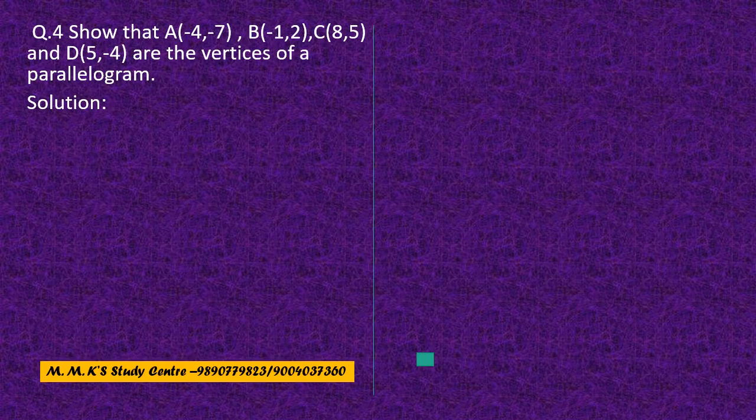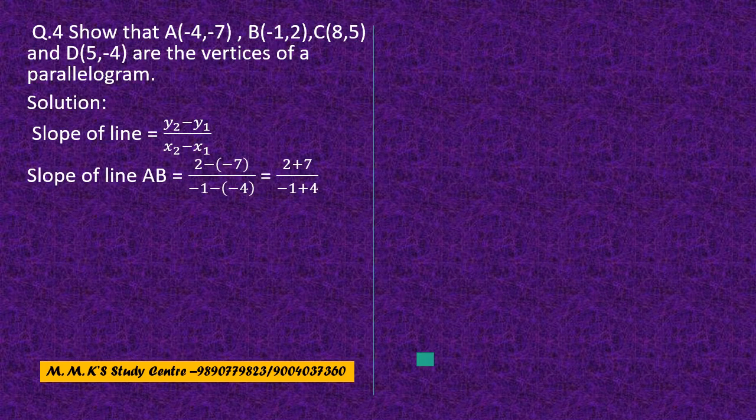Show that A, B, C, D are the vertices of a parallelogram. Solution: we will use the slope of line formula, that is y2 minus y1 upon x2 minus x1. First of all, we'll find out the slope of line AB. So here vertices of A we will consider x1, y1, whereas vertices of B we will consider x2, y2.